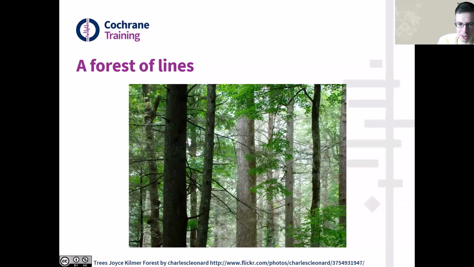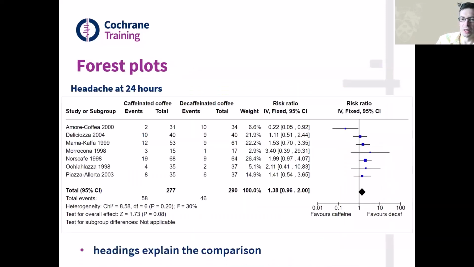It's not named after a Dr. Forrest. You sometimes still see people writing forest plots with a capital F. It's just a forest in the sense of lots of trees. So a forest plot looks in RevMan at least a bit like this. Here is an overall forest plot for our meta-analysis of coffee using those 7 studies that I covered a second ago.